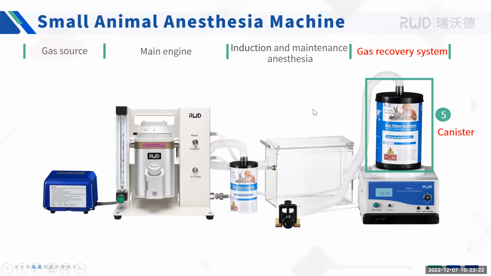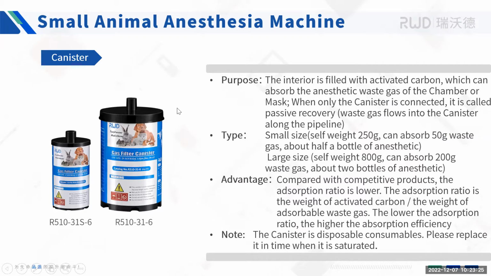So let's go into the canister. We have two sizes of canister. This is a small one, and this is a large one. It is all filled with active carbon, so it should be replaced when the canister is full. This small size weighs 250 grams and can absorb 50 grams of waste gas, about half a bottle of anesthetic, and the large one weighs 800 grams and can absorb 200 grams of waste gas, about 2 bottles of anesthetic.